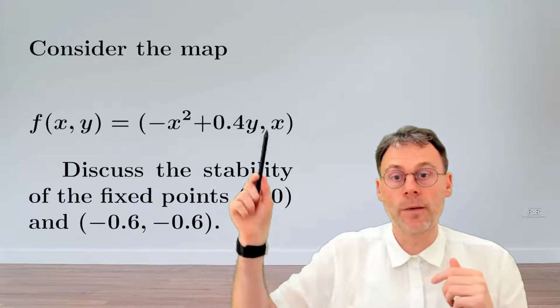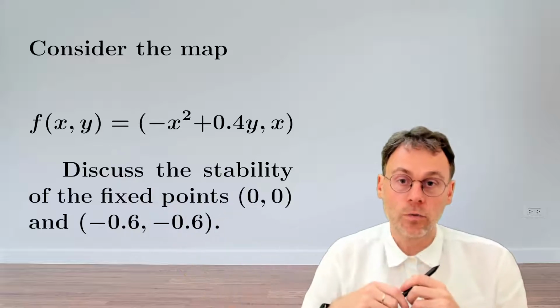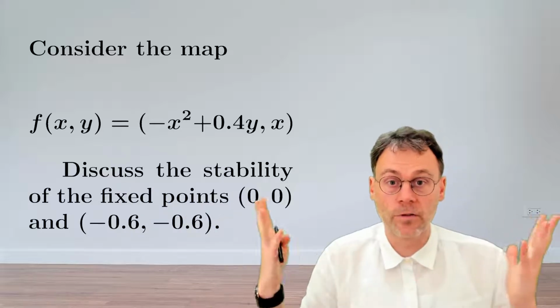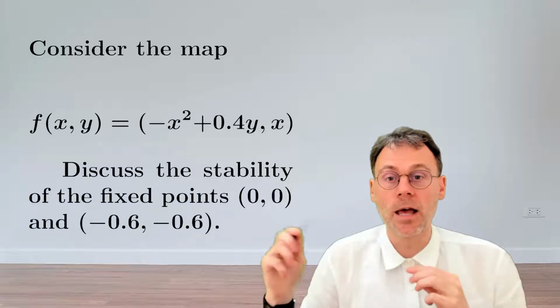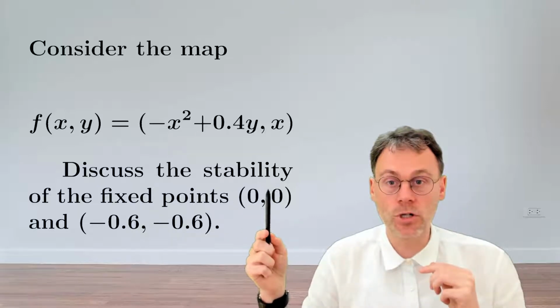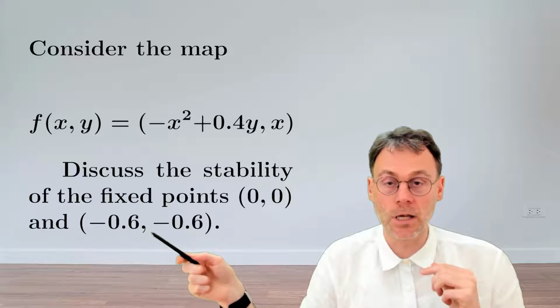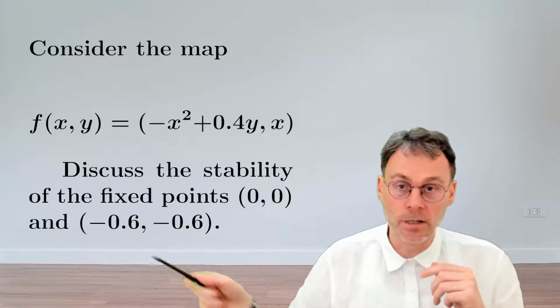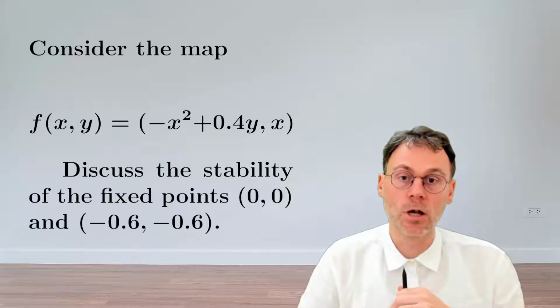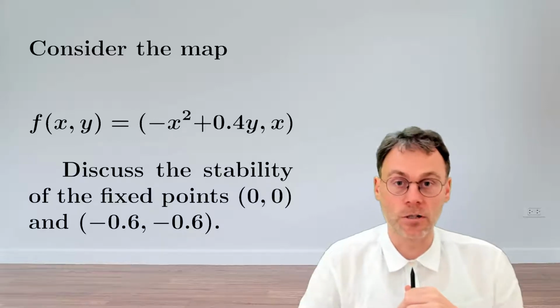A nonlinear map over here, and we know through some flash of divine insight, or perhaps through some off-screen calculations, that the fixed points here are the origin and (-0.6, -0.6). The question is, what about the stability of these fixed points? So pause the video for the calculations.